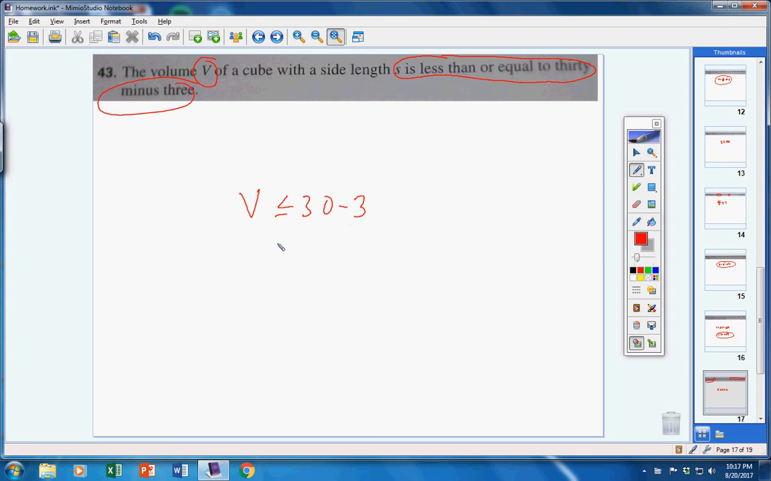Okay? It's that simple. Now, of course, you could also put this: 30 minus 3 is 27. That's fine. Let's look at it the entire way through here, okay? Okay, here we go. The volume V of a cube with a side length S is, now, sometimes in word problems they intentionally give you words you don't need, and that's what they did right here, guys.